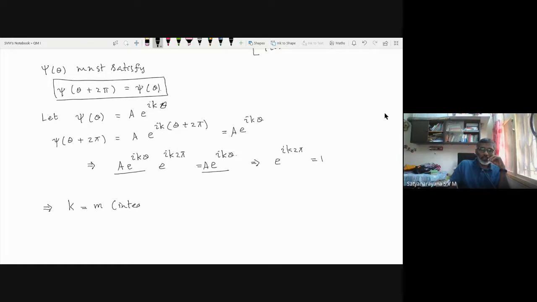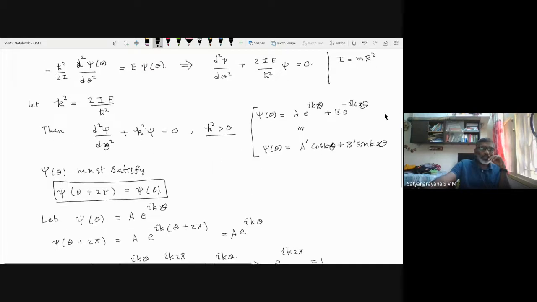Any non-integer values, if you have, then e power i non-integer times 2 pi is not equal to 1. Only if it is an integer, e power i 2 pi is 1, e power minus i 2 pi is 1, etc. It should be an integer. That is, your m can be 0, or it can be plus minus 1, or plus minus 2, etc. So this is the quantization that we get.